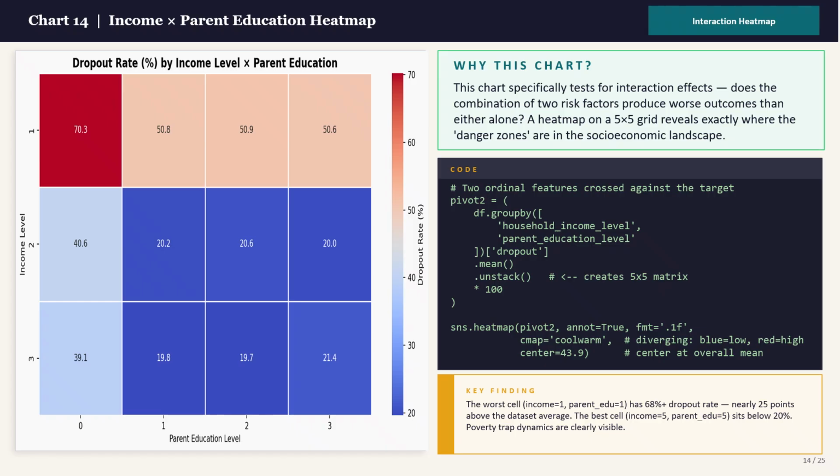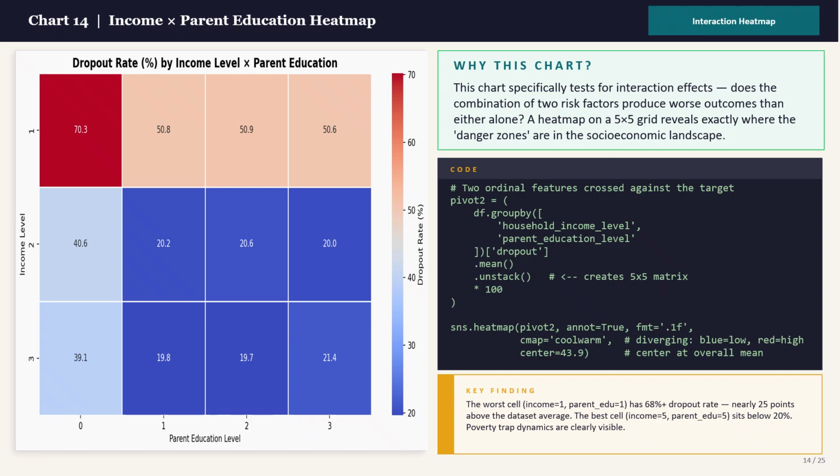So then we had the interaction heat map, and we use this to represent the dropout rate against income level and parent education. This chart specifically tests for interaction effects, and it asks whether the combination of two risk factors produces worse outcomes than either alone. And the heat map is on a 5 by 5 grid and reveals exactly where the danger zones are in this particular socioeconomic landscape.